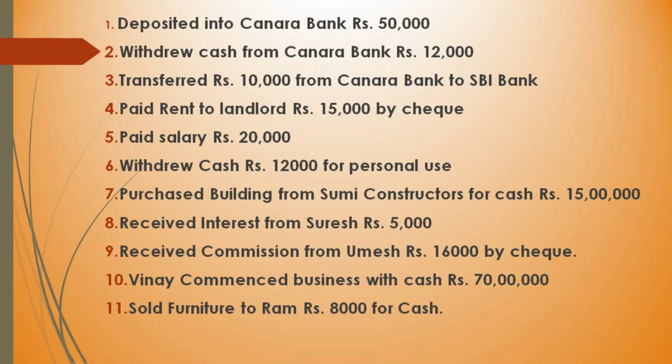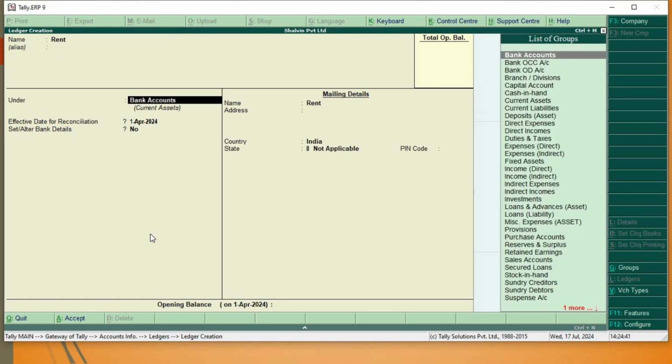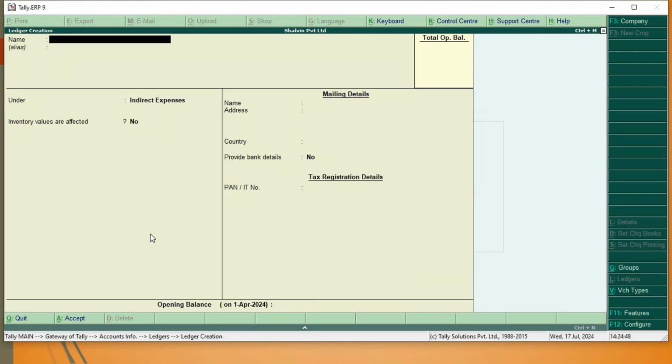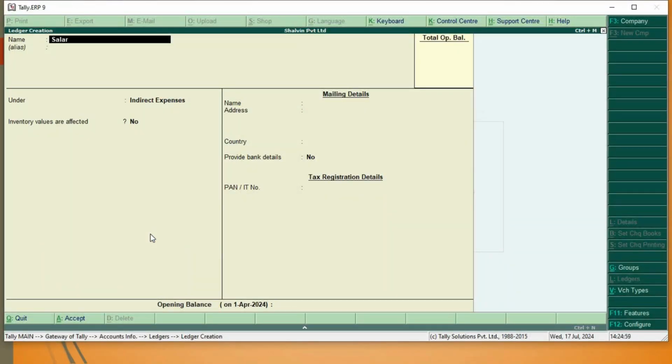Okay. So next transaction, paid rent to landlord rupees 15,000 by check. So what are the two types of account? Rent and bank. Rent comes under the group called indirect expense. We are paying the rent, so it is indirect expense. The other one is bank account. We have already created. Paid salary rupees 20,000. Here I have to create it as salary under indirect expense.